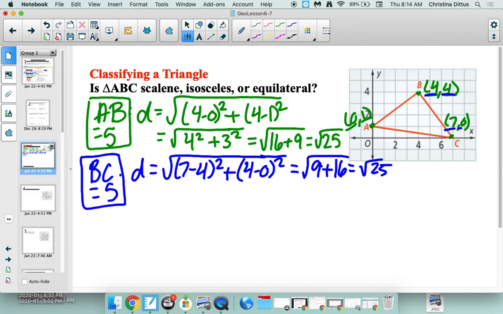So do I have to check that last side? Yeah, because right now I have 2 that are the same. So I have to figure out if it's going to be 2 are the same or all 3. So the last one we're going to check is A to C.